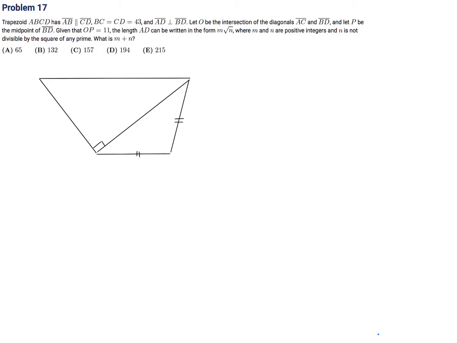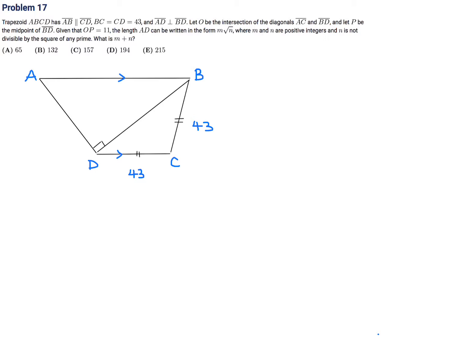And let's label this now. So A, B, C, D, and then AB is parallel to CD. Okay. BC is equal to CD, and then both of those are 43. And then AD is perpendicular to BD. Okay, perfect. So I got it all.